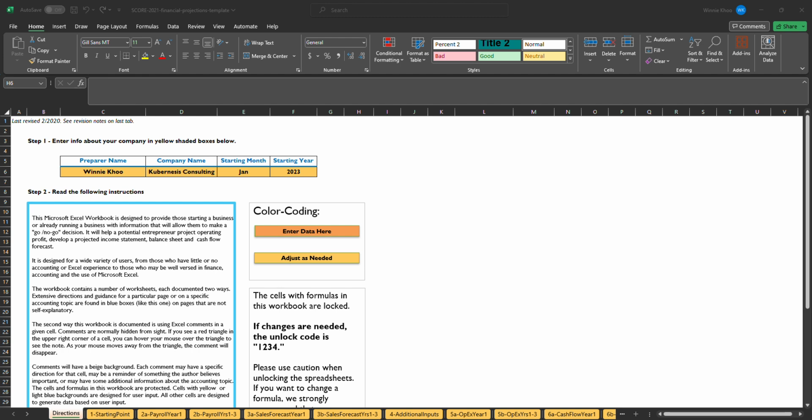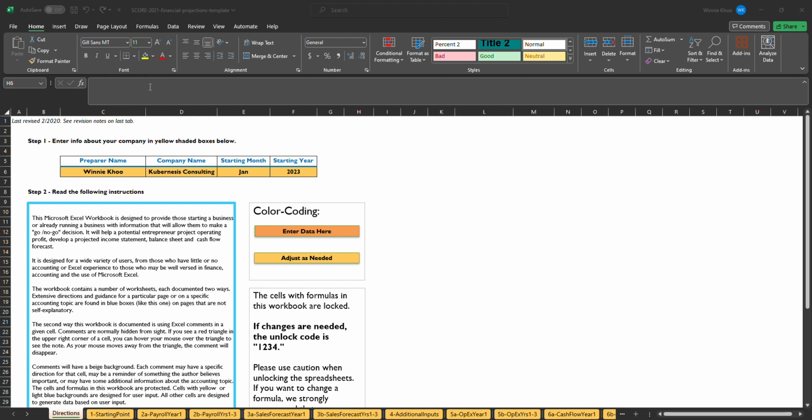Today we're going through a financial projection, and this template is available for download for free from score.org. So just go to the template gallery, find this template, and download it. I'll put their link in the description below. Today we're just going through the first two tabs, directions and starting point.